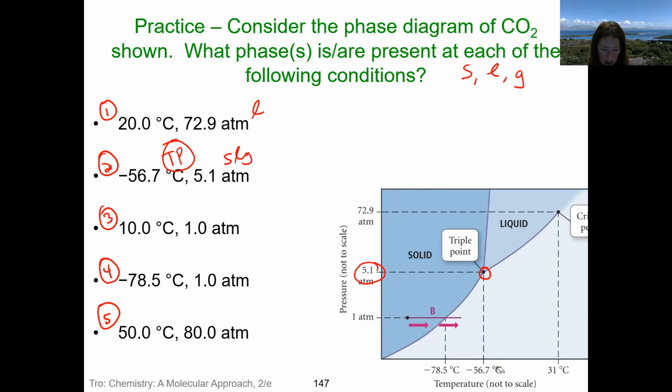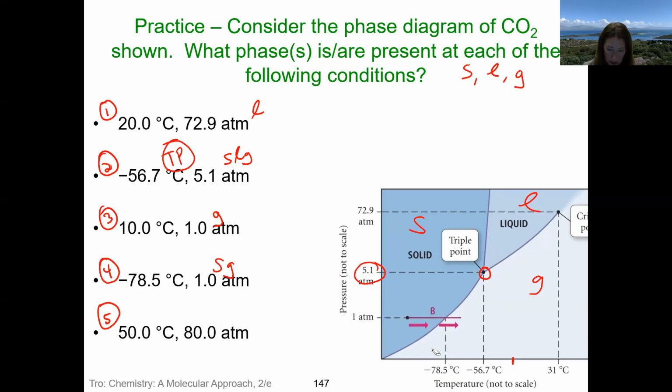10 degrees Celsius, here maybe, and 1 atmosphere, right? Solid, liquid, gas. That's going to be gas. Negative 78.5 in 1 atmosphere. Oh, there you are. That is going to be straight from a solid to a gas. That's sublimation, right? It's a solid and a gas, sublimation.